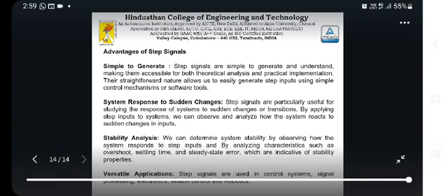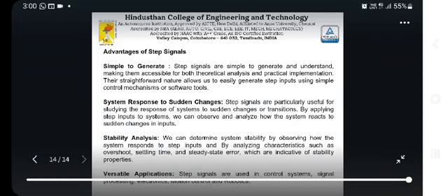Next one is advantages of step signals. Here I have mentioned some basic advantages of step signals. First one is that they are simple to generate. Step signals are simple to generate and understand, making them accessible for both theoretical analysis and practical implementation. Their straightforward nature allows us to easily generate step inputs using simple control mechanisms or software tools. Next one is system response to sudden changes. Step signals are particularly useful for studying the response of systems to sudden changes or transitions. By applying step inputs to a system, we can observe and analyze how the system reacts to sudden changes in input.